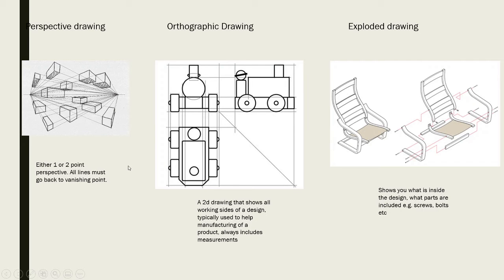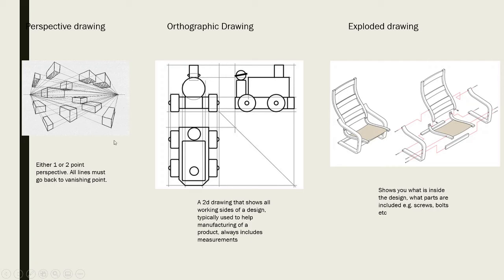Perspective drawing. So you've got 1 or 2 point perspective most commonly, where you have your corners, you have your horizon, and everything goes back to the vanishing point. We did have a go at doing this, so you could do things above and below the horizon, so you can see above the shape or below the shape. Orthographic drawing, also sometimes known as working drawing.